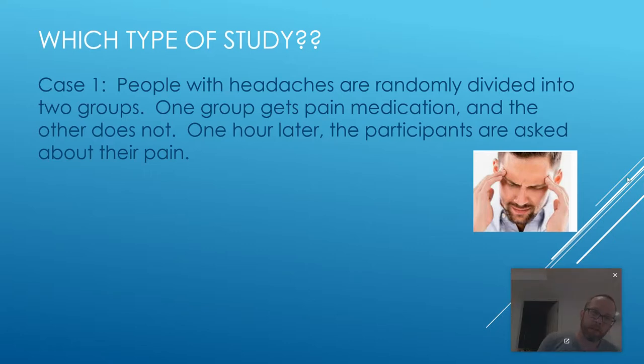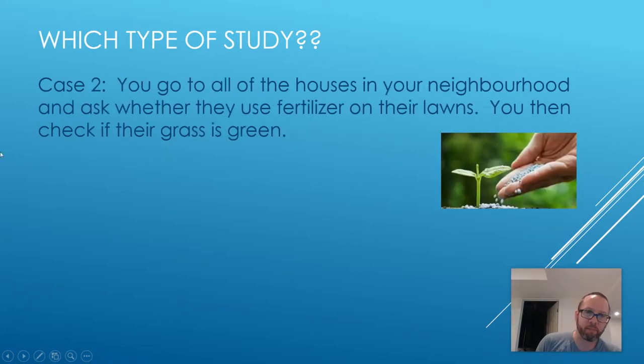Consider the next case. Let's say you go to all of the houses in your neighborhood and ask whether they use fertilizer on their lawns. You then check to see if their grass is green. So think about this one, and you can unpause the video when you're ready. If you think it's experimental, what aspects are met of those three? If you think it's observational, which ones aren't?